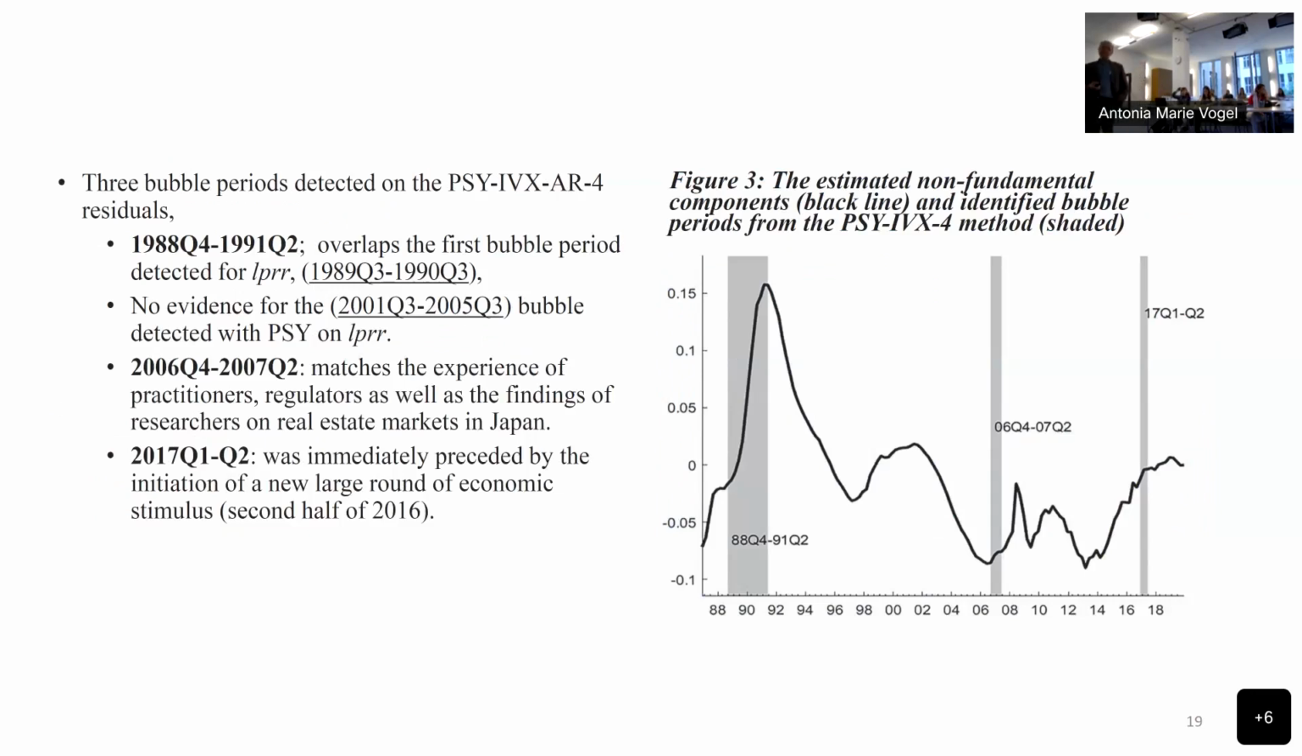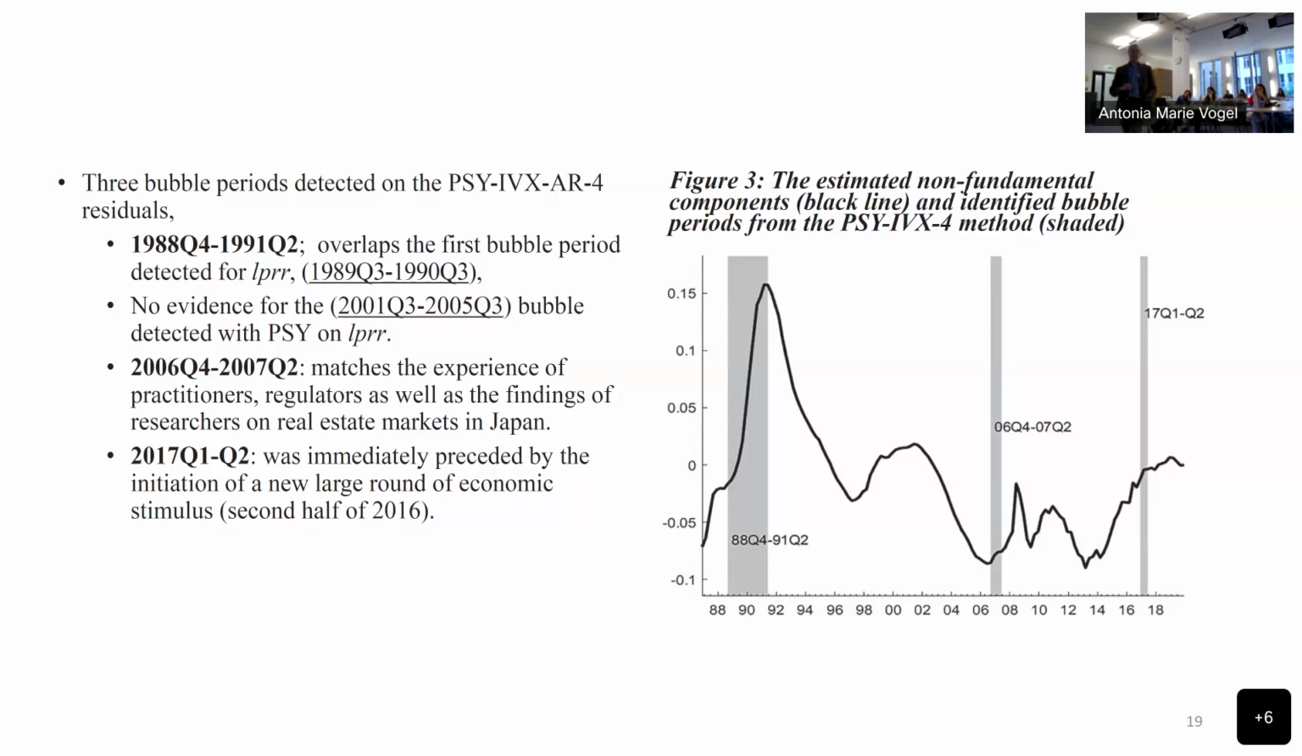So these are the 3 bubble periods that we detect. Of course, importantly, you see that the middle one, which we said earlier was a little bit strange, is not there anymore. So that's quite reassuring. It means that controlling for fundamentals insulates you from detecting spurious bubbles. I put here the bubbles initially detected. You see that the first one overlaps a little bit, even though it's slightly longer.